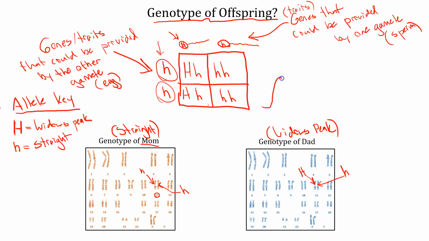So these are all the different combinations that could happen in terms of the fertilization event. And when you think about this, you can take a look: 2 of the 4 possibilities would lead to children who are homozygous recessive, so that would mean that they have the straight hairline.